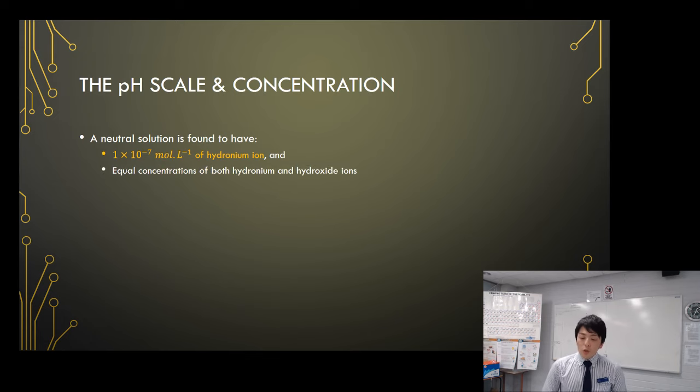A neutral solution is found to have 1 times 10 to the power of negative 7 moles per liter of hydronium ion, which is quite important for you to know, because if you multiply that with the concentration of hydroxide ion, which happens to be the same, you still get 10 to the power of negative 14. Therefore, you can plot this 10 to the power of negative 7 concentration into where that is.